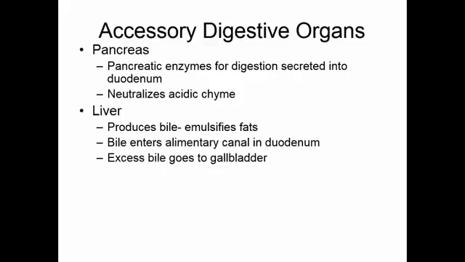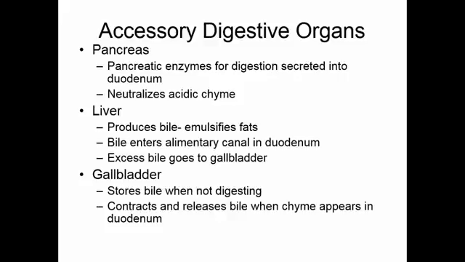Excess bile is stored in the gallbladder. The gallbladder then stores bile when we're not actively digesting fats. When we need the bile, the gallbladder contracts and that releases the bile. This occurs when chyme enters the duodenum.